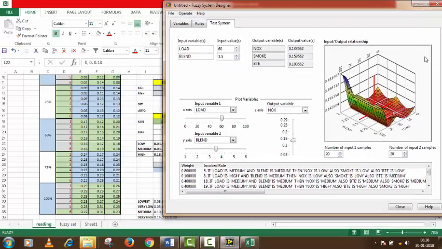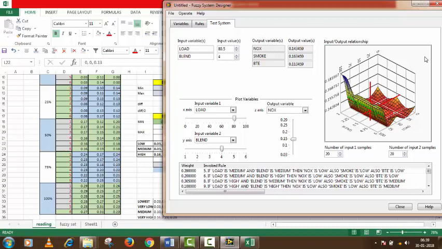This is the value. For load 60 percent, blend 3.5 percent, the NOx is a value, smoke is a value, BT is a value. Sir, I want to find out 80.5, which is not possible in the experimental setup, and blend is 4. Yes, this is the thing. This is the value. You can predict the performance. With the observed experimental analysis, if we frame a model, we can predict the performance.